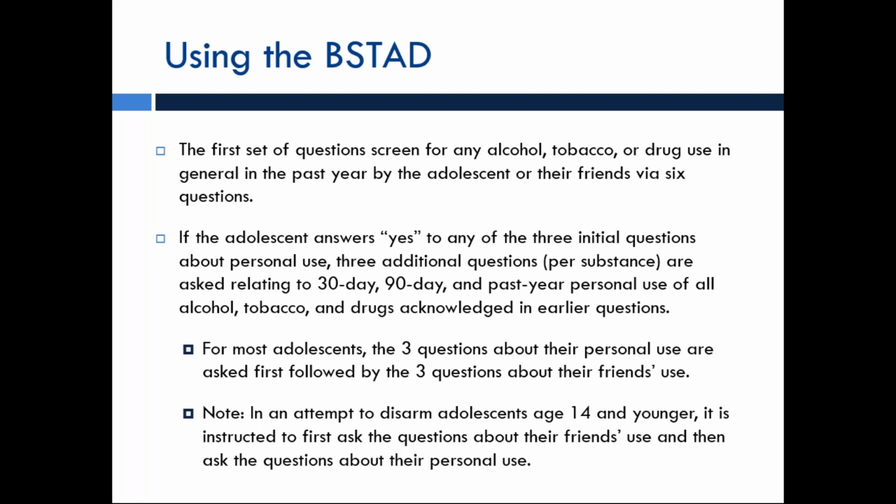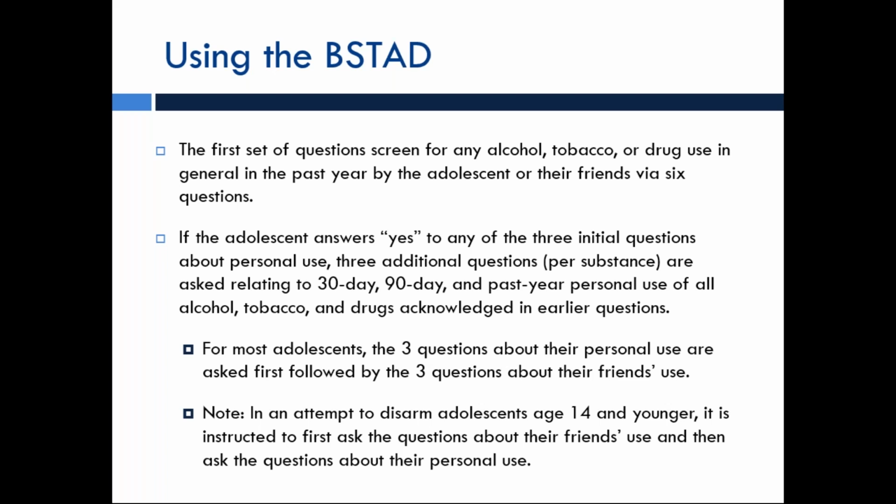That makes a lot of sense, because you may know peer use is an excellent predictor of a teenager's own use. The authors recommend that with younger teenagers, so essentially, let's say younger than 14, younger than 15, in that range, it's advisable to first ask the questions about their friends' use and then ask about their personal use. The thinking is this may put the teenager more at ease.